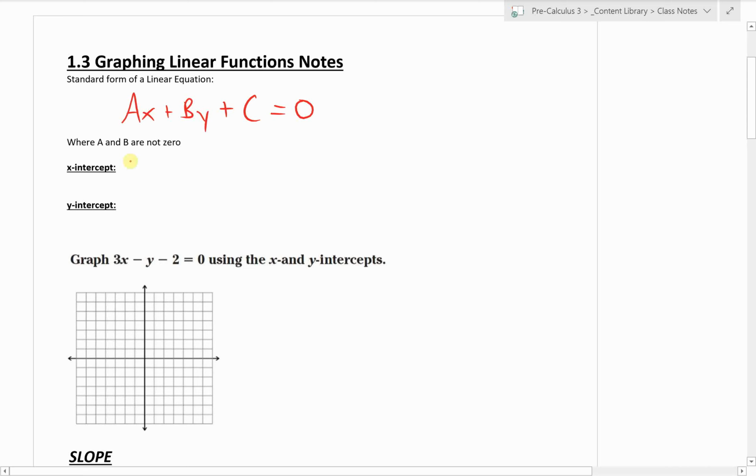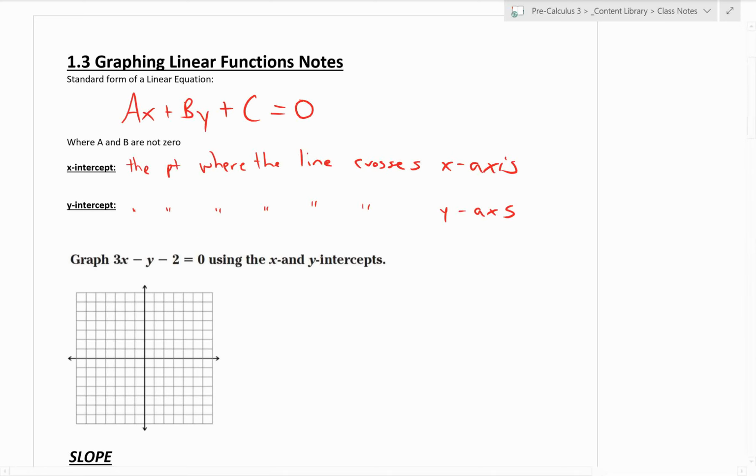Hopefully we know what these mean. The x-intercept is the point where the line crosses the x-axis. And of course the y-intercept is the point where the line crosses the y-axis. Okay, and what's important for us to recognize is how we can find those intercepts. The x-intercept is on the x-axis.